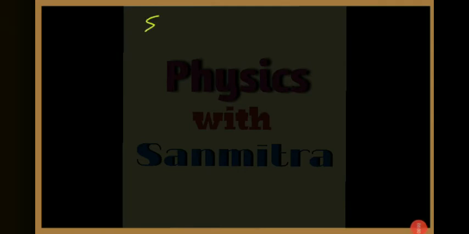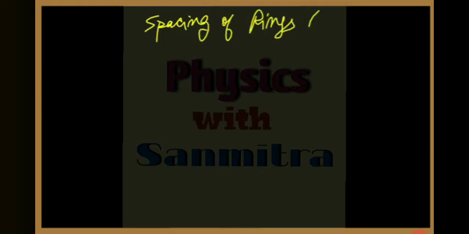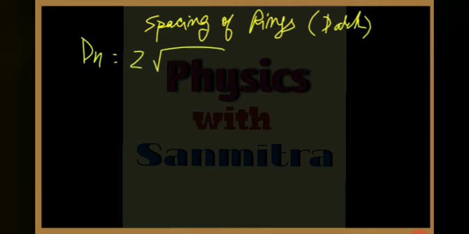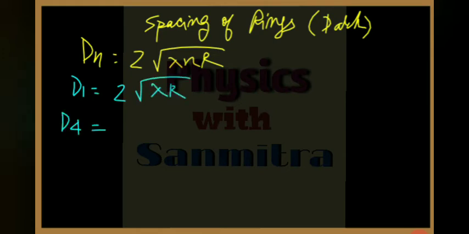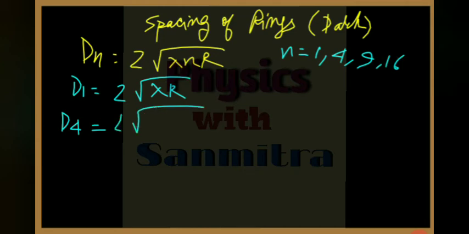Okay, now let's look at the spacing of the rings. Let's say the dark rings. dn is equal to root over of 2 lambda n R. Let's find out d1. d1 is root over of lambda R. This is d4. Let's take the squares for n is equal to 1, 1 square, 2 square, 3 square, 9, and 4 square, 16. d4 will be 4 lambda R. If I take this 4 outside, it will be, this is d1, so 2 into d1. What is d9?